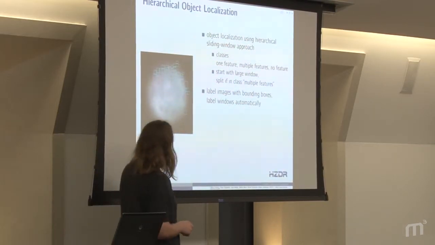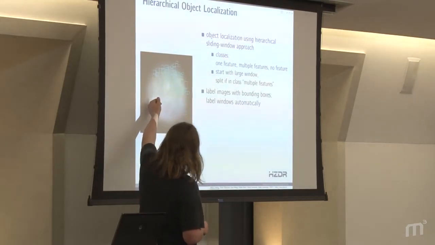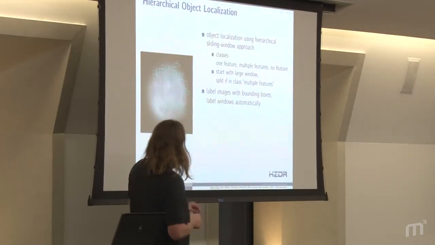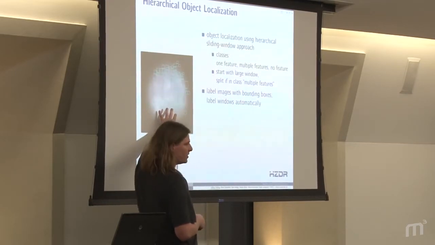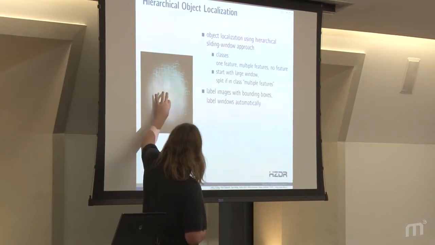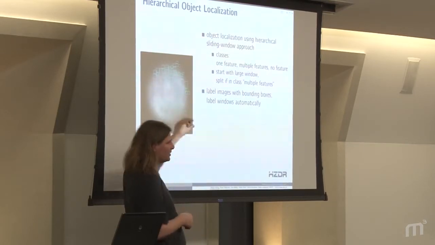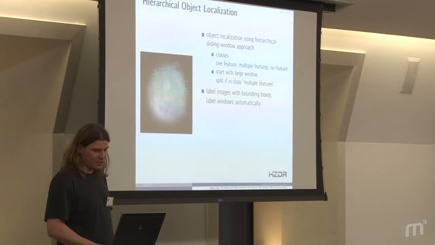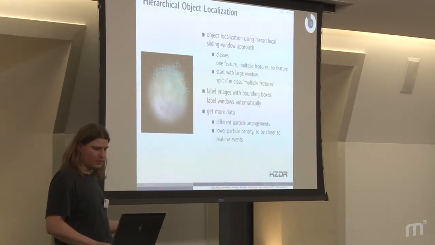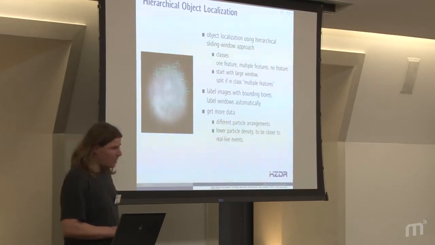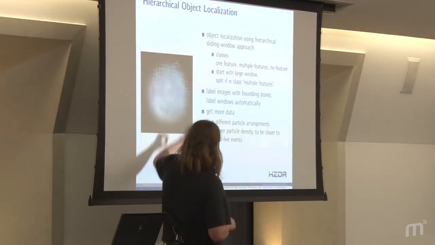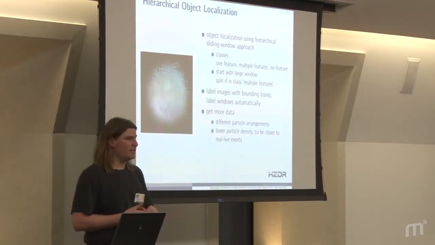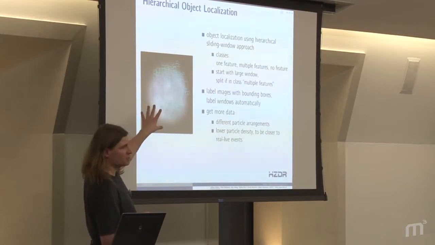We can label images with bounding boxes, like it's shown here, and use this when we have this partitioning of the image in training. We just see whether it overlaps our bounding box, and then we say, okay, this is a training example which should be classified as positive or negative, or as one feature, multiple features, something like this. And the most important thing is actually to get more data and also different dust particle arrangements, because the second iteration of data we got was basically this picture.